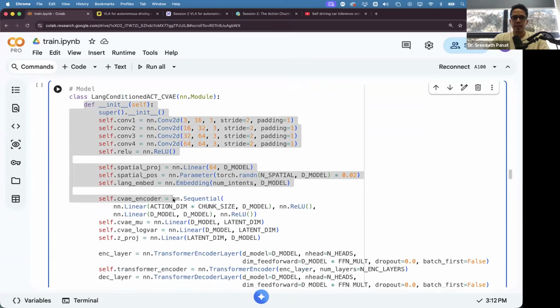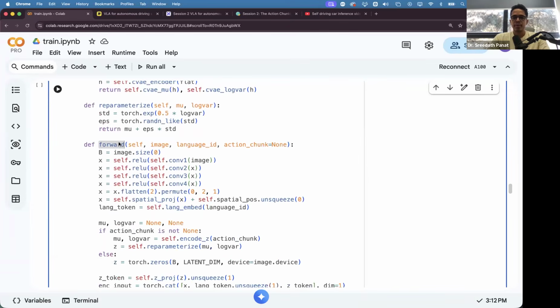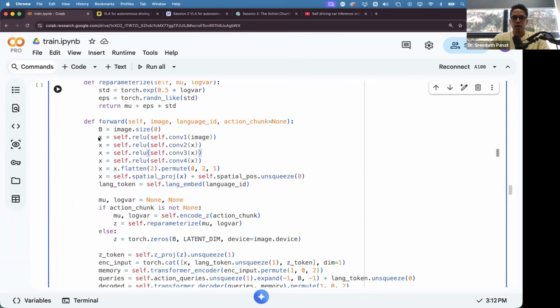Let's not go through the definition part. Let's go through the forward pass. I'm sure you all understand what's going on. What are these five lines of code? You already know it.